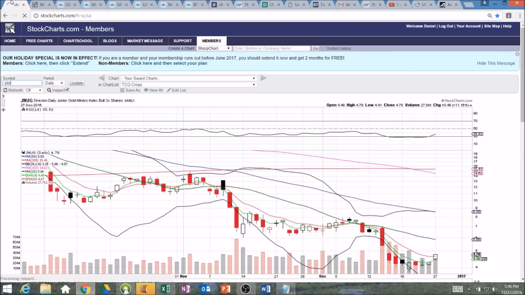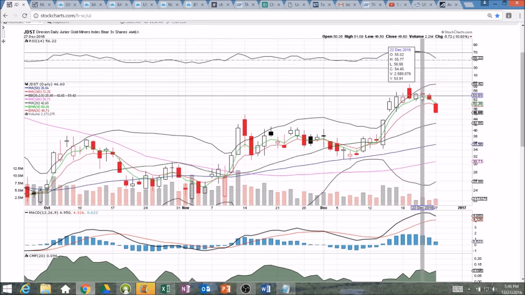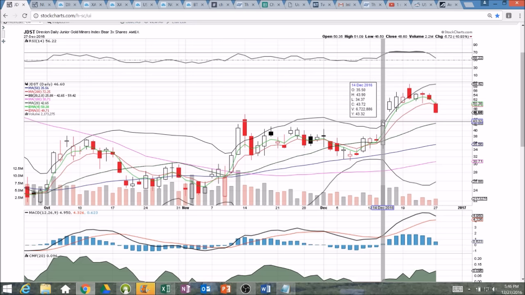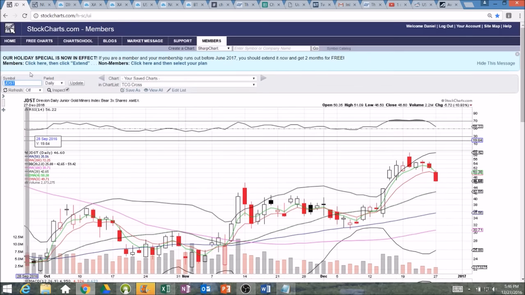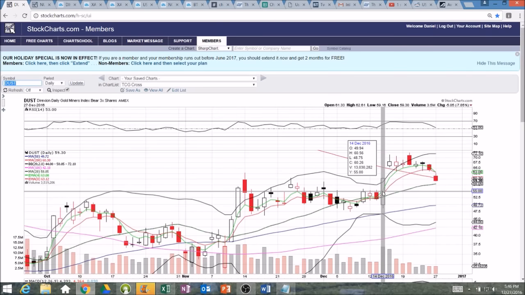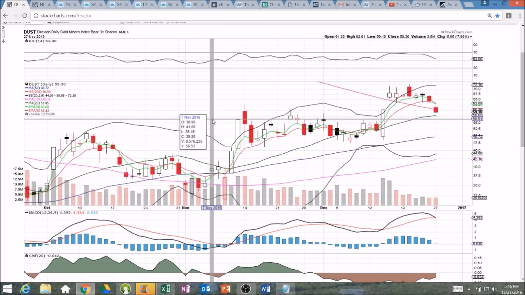And we're looking at these bears, JDST, very clearly a significant break from the bullish consolidation we were seeing. And we're looking at gap fills on the way down here as well. 43.90 for JDST. And checking in on DUST, the gap has actually already filled at 60.56. Coming up to test that middle Bollinger Band, watching the bearish MACD cross.